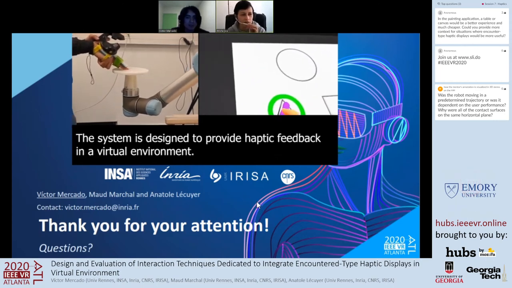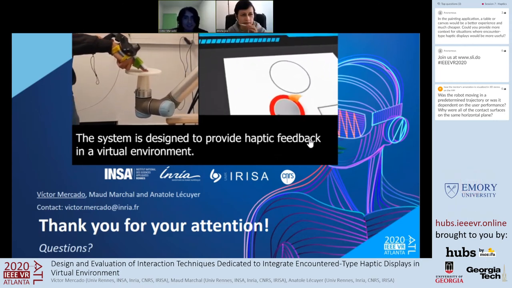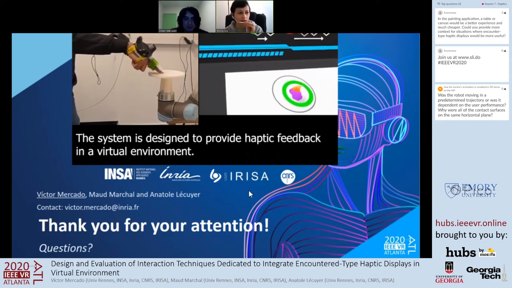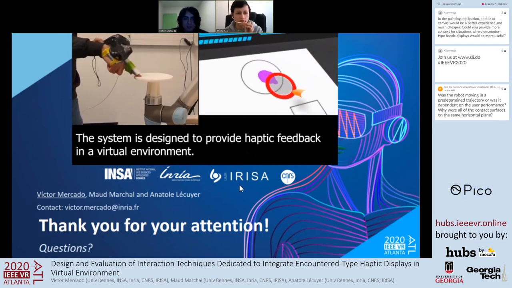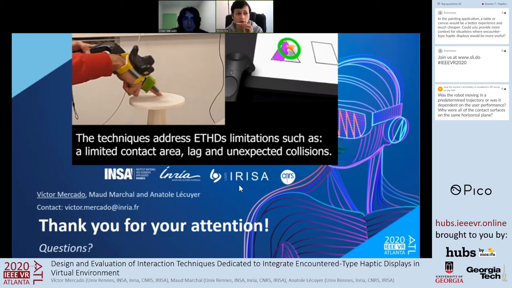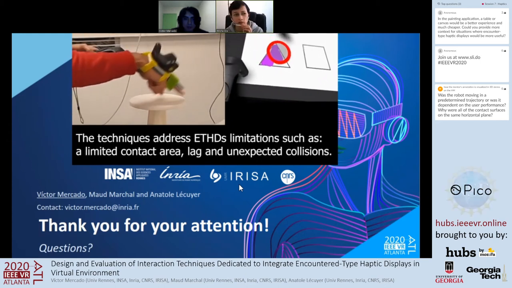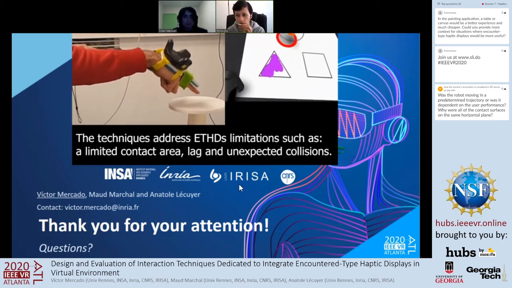I have a couple of questions off of Slido. The first one is, in the painting application, a tablet or canvas would be a better experience and much cheaper. Can you provide more context for situations where encounter-type haptic displays would be more useful?